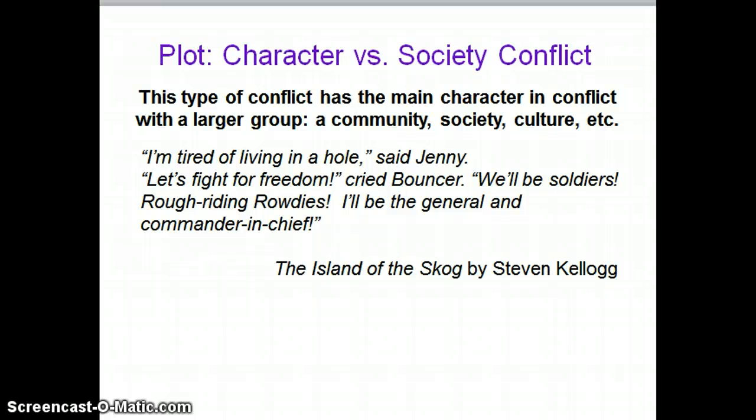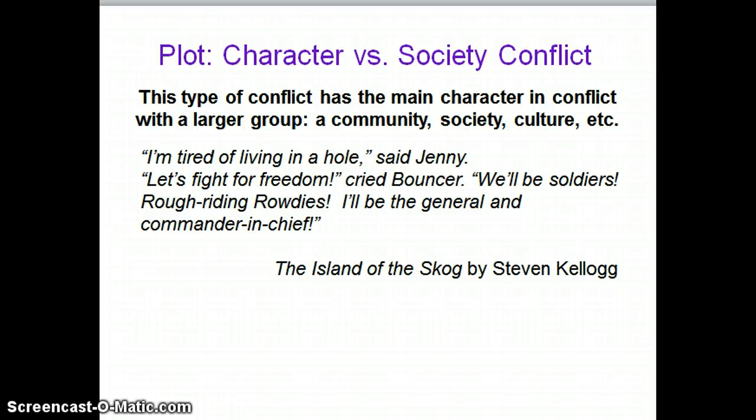Character versus society conflict. This type of conflict has the main character in conflict with a larger group. It might be the community that he or she lives in, a society, the culture, etc. Think of the Hunger Games. Katniss is in conflict with the Capitol. It's a bigger group. Yeah, she has little conflicts with the people that are in the arena, but her main conflict throughout is really with the Capitol, the society or government.